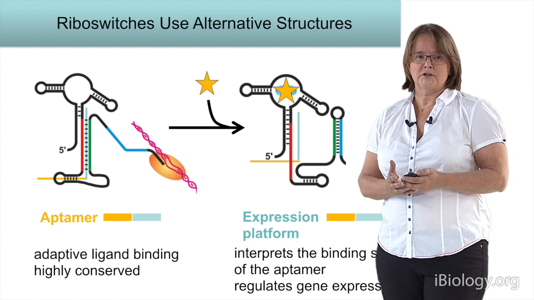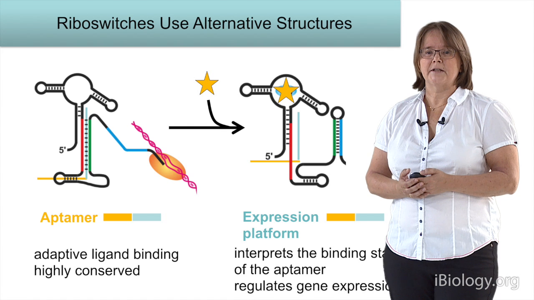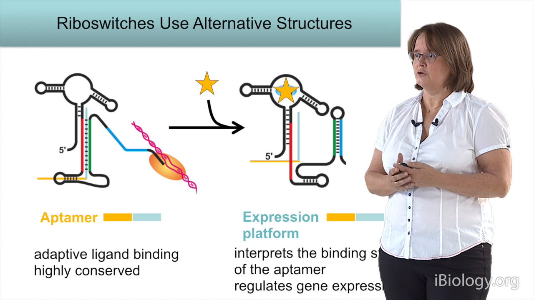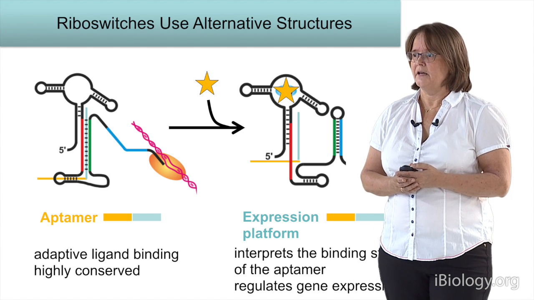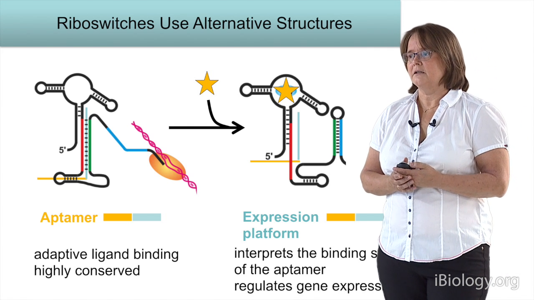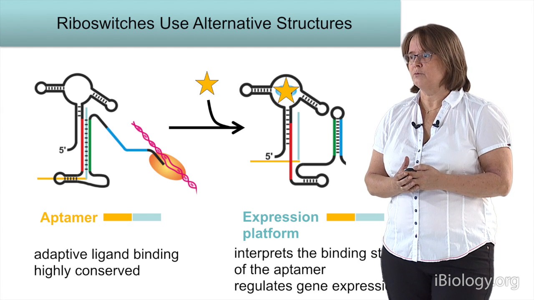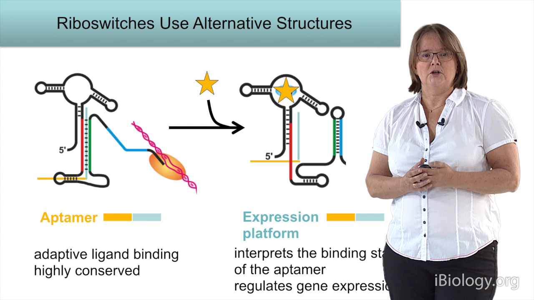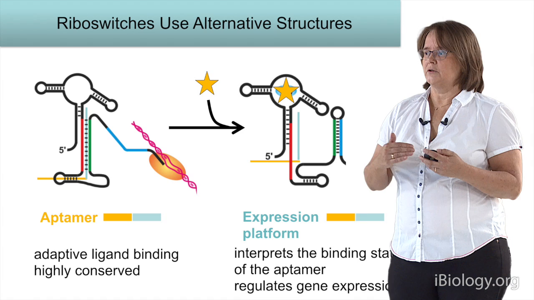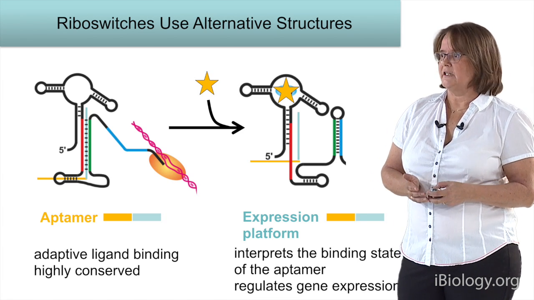Riboswitches are structured RNA elements which are located in the 5' untranslated region of many bacterial messenger RNAs. And they are composed of two domains. The aptamer domain, in orange, can recognize the ligand with very high affinity and specificity. And we have a second domain, the expression platform. And the expression platform interprets the binding state of the aptamer and leads to the regulation of gene expression, either by transcription termination or by the control of translation initiation.